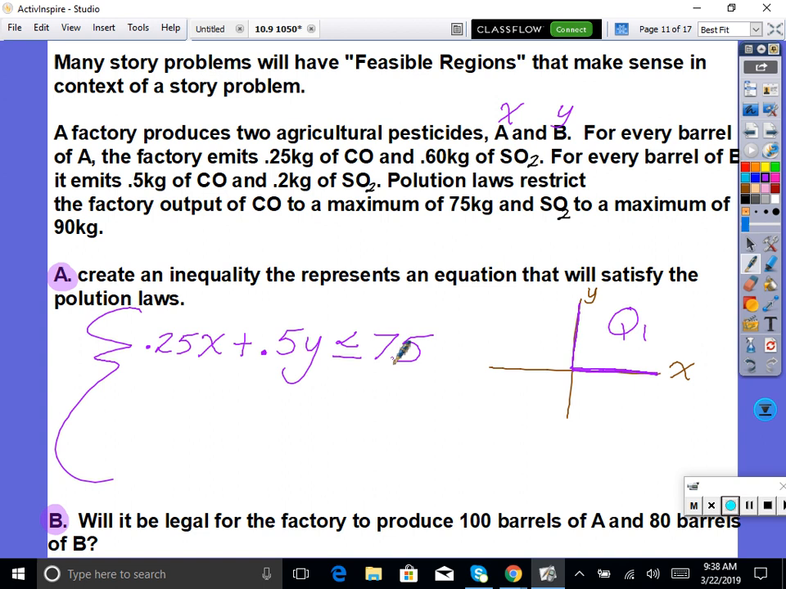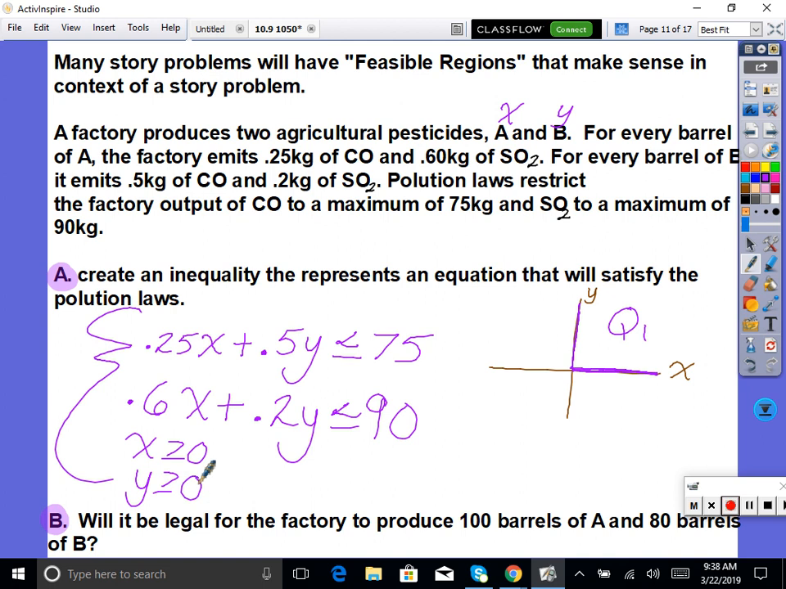We had an issue last hour with that. Are you guys sure you're good? This was CO for barrel A, CO for barrel B. Okay, then the next true statement: 0.6x plus 0.2y needs to be less than or equal to 90. Now, because this is a story problem, the feasible region would be, well, we're only going to input positive and get out positive. So x values need to be greater than or equal to 0, and y values need to be greater than or equal to 0.